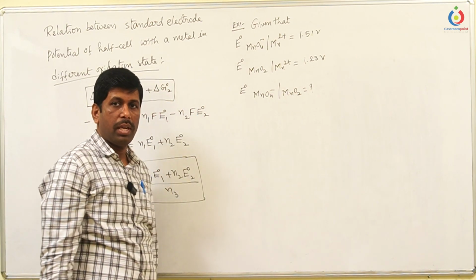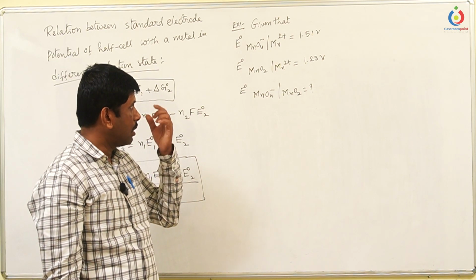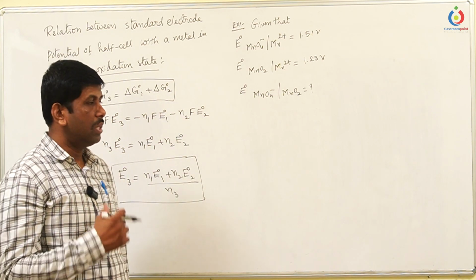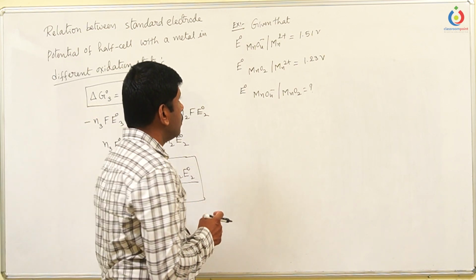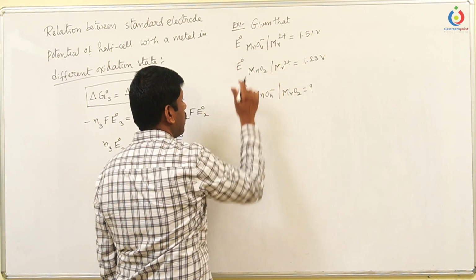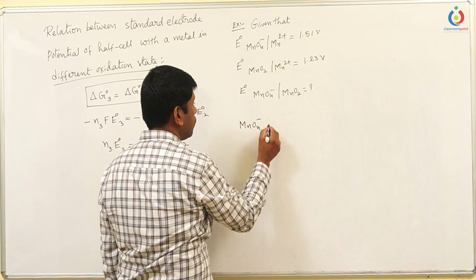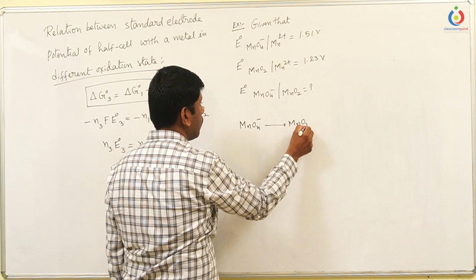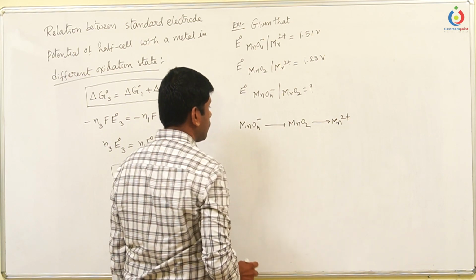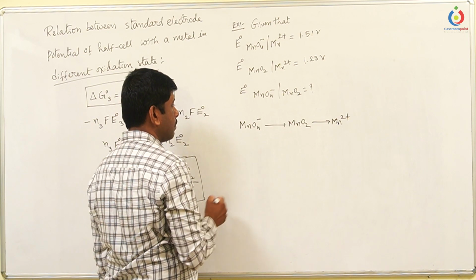When the equations are given like this, we cannot add and subtract the E naught values directly. We have to construct a redox reaction from the higher oxidation state to the lower oxidation state, so that the sequence of reactions happens. In both of these equations the product is Mn2 plus, and here it is MnO4 minus. They're asking to get the MnO2, so let's write down MnO2. MnO2 again changes to Mn2 plus. So here we have all the reactants and products.